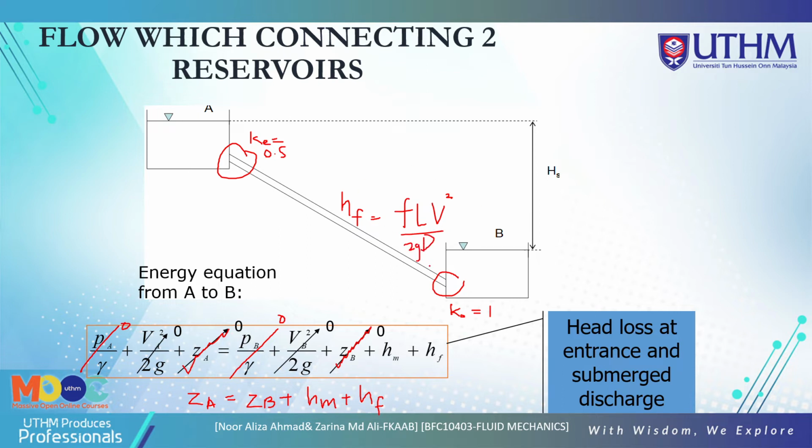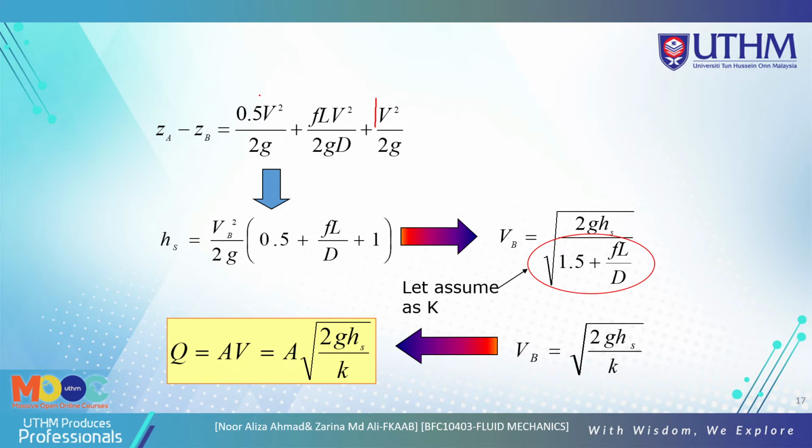So remember that the flow must include the friction loss along this pipe and also the minor losses. Okay, minor losses based on the K entrance and exit, out here. So that's why we include this HF, this HE for the entrance, and this is the minor losses in and out. So ZA minus ZB, we just use the HS here, so VB squared over 2G.